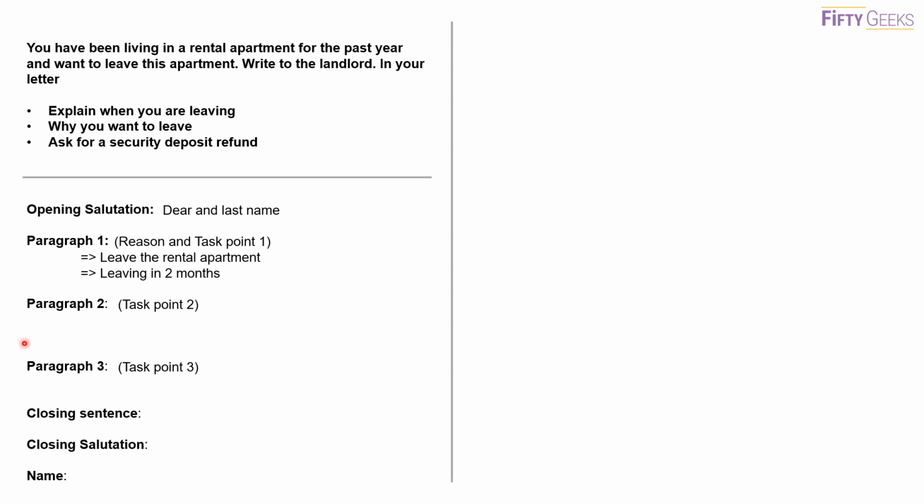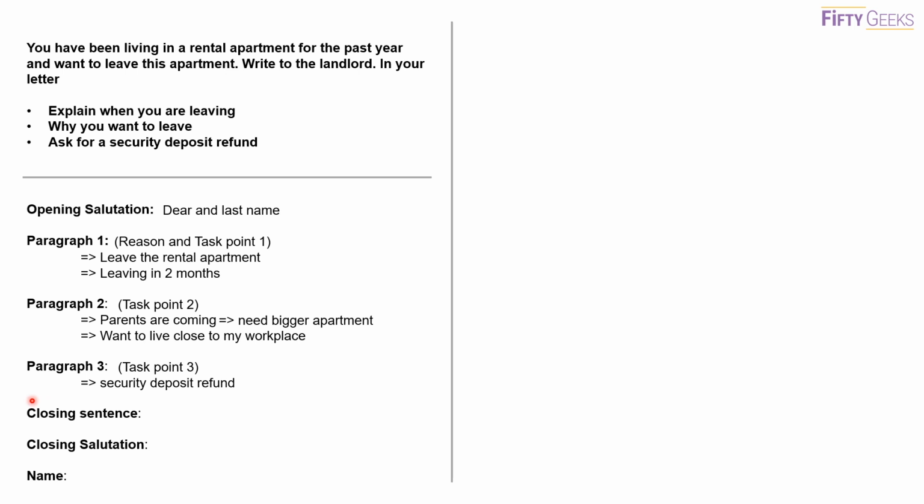The first reason, I can imagine that my parents are coming to stay with me and I need a bigger apartment. The second reason could be that I want to live close to my workplace. In the third body paragraph, we have to ask for a security deposit refund. So we can simply write security deposit refund from the landlord.